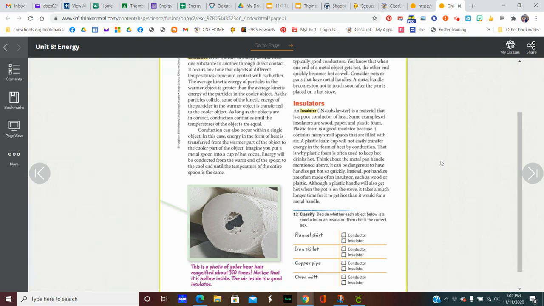Think about the metal pan handle mentioned above. It can be dangerous to have handles get hot so quickly. Instead, pot handles are often made of an insulator, such as wood or plastic. Although a plastic handle will also get hot when the pot is on the stove, it takes a much longer time for it to get hot than it would if it were a metal handle. So insulators, they are poor conductors of heat.